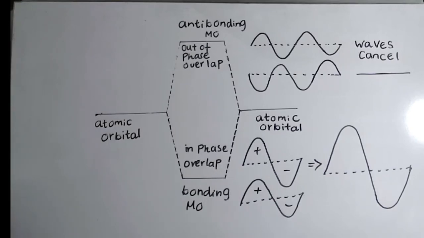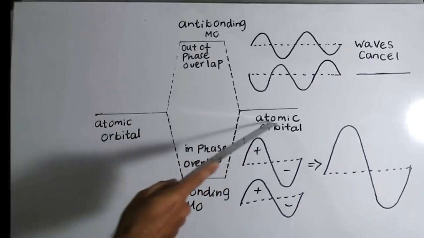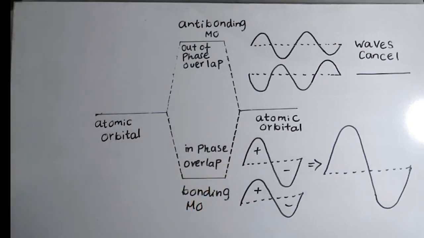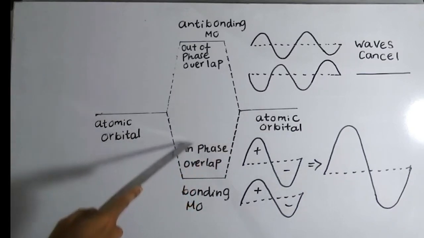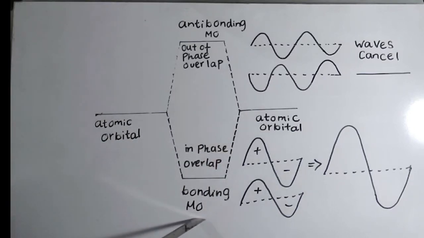In bonding molecular orbital, the electron density is high between the two atoms. These atomic orbitals belong to those two atoms. Those electrons are attracted by two nuclei. Then electrons are more stable and have less energy in bonding molecular orbital. So you can see, with reference to the atomic orbitals, the energy of bonding molecular orbital is lower.